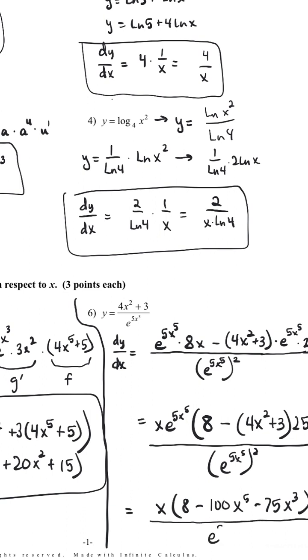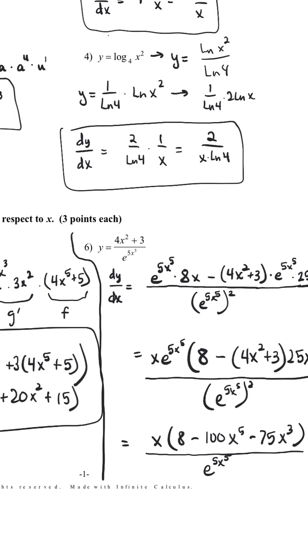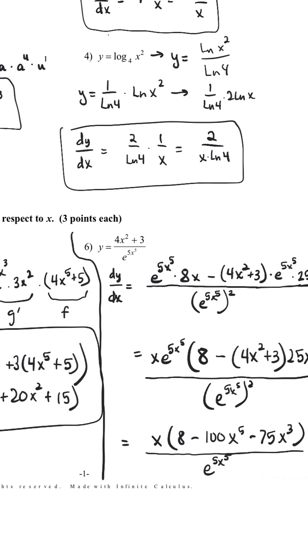Divided by e to the power of 5x to the fifth. And if you wanted to distribute the 8 or the x into there, that's fine. Or if you kept it out, not a huge deal.